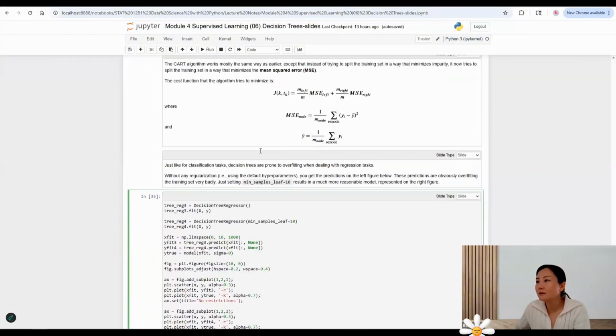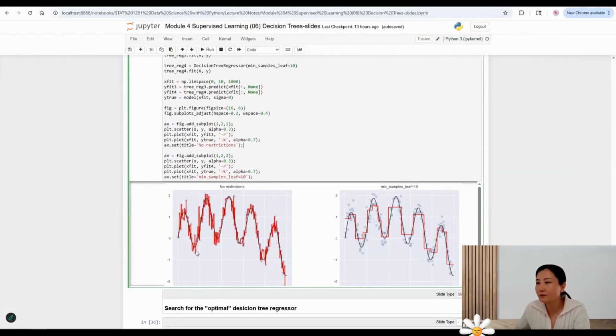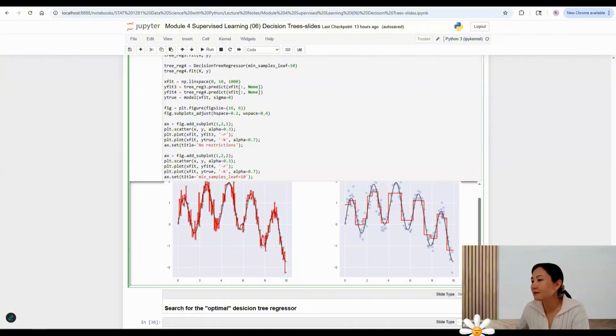Before we do that, let's consider two cases. The first one is a model without any restriction. It will actually interpolate all of the observations. Namely, it will grow the tree until each leaf only has one observation. That's why you see the tree basically connect all of the points together to get a model. And the right one is the tree when we set min_samples_leaf equals 10. It looks much better.